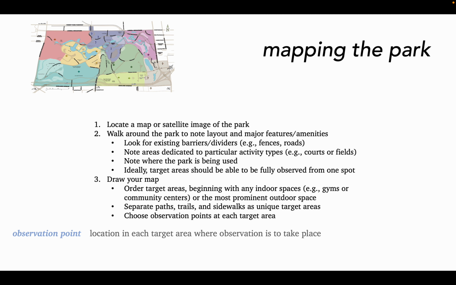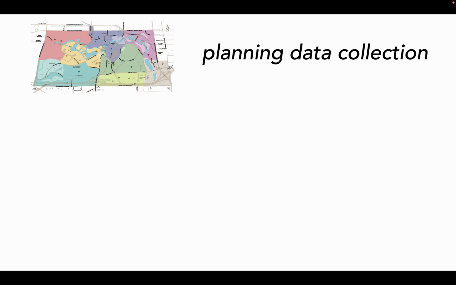Finally, select observation points in each target area. Again, depending on the size of your park, you may need more than one per target area, but ideally there is one location in each target area from which data collectors should do their visual scans. It's helpful to select permanent or easily distinguishable landmarks as observation points, especially if you have a large team of multiple data collectors, to ensure that everyone is observing from the same spot.